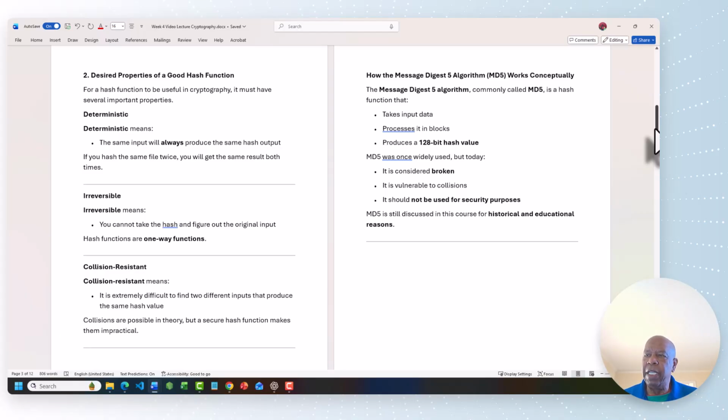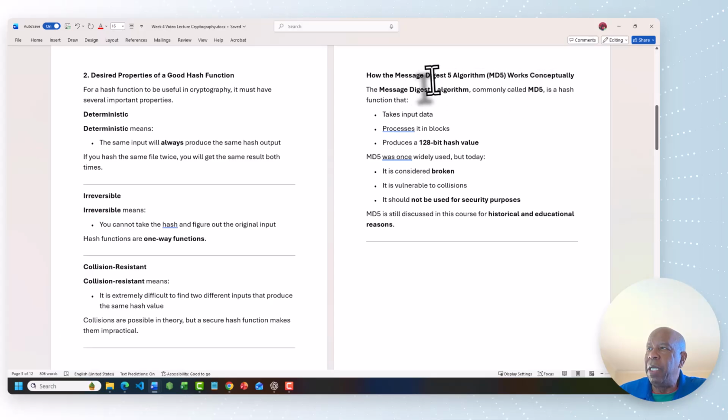Collision resistant means that it's extremely difficult to find two different inputs that will produce the same hash. That's what a collision is. I have two different things, I hash them, and I have a collision that is giving me the same hash. We want a hash function that will be collision resistant. It's extremely difficult to find two inputs that produce the same output value. Collisions are possible in theory, but a secure hash function makes them very impractical. Not impossible, but impractical.